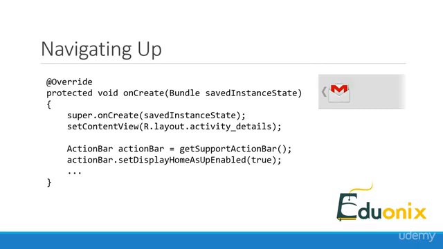Once a parent activity is declared, we can add the up action to a given activity by obtaining the action bar from the support library by calling getSupportActionBar and then calling setDisplayHomeAsUpEnabled with the parameter true on the support action bar. This will allow the up navigation to operate so that when pressed, we will return to the parent activity.